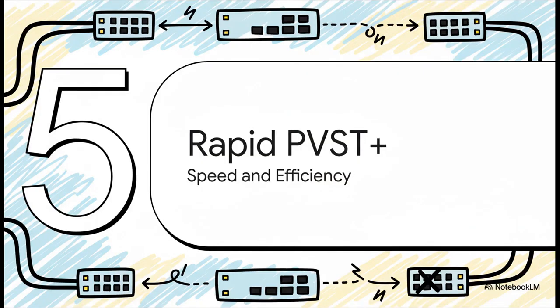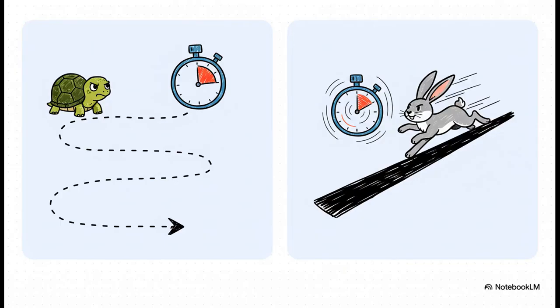Which brings us, finally, to our last section, Getting Faster with Rapid PVST+. This is the modern evolution of spanning tree, and it was designed from the ground up to solve that massive speed problem. And honestly, the difference is night and day. It's not just a small improvement, it's a total revolution. Classic STP took a leisurely 30 to 50 seconds to fix the network. Rapid PVST Plus does the exact same job in under 10 seconds, and often it's closer to 1 second. For network reliability, that is an absolute game changer.